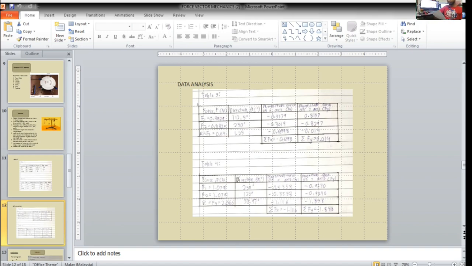Table 4. The force F1 is 1.0791 Newton. The direction is 239. The force on the x-axis is negative 0.5558. The force on the y-axis is negative 0.9240.